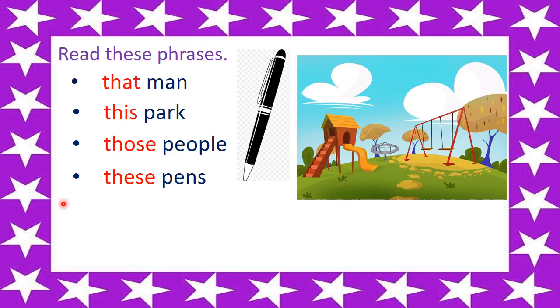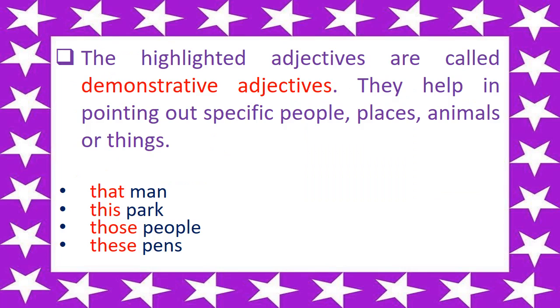Next, read these phrases. That man, this park, those people, these pens. So now here the highlighted adjectives help to point out the nouns, that is, that man, this park, those people, these pens. So the highlighted adjectives are called demonstrative adjectives. They help in pointing out specific people, places, animals, or things.